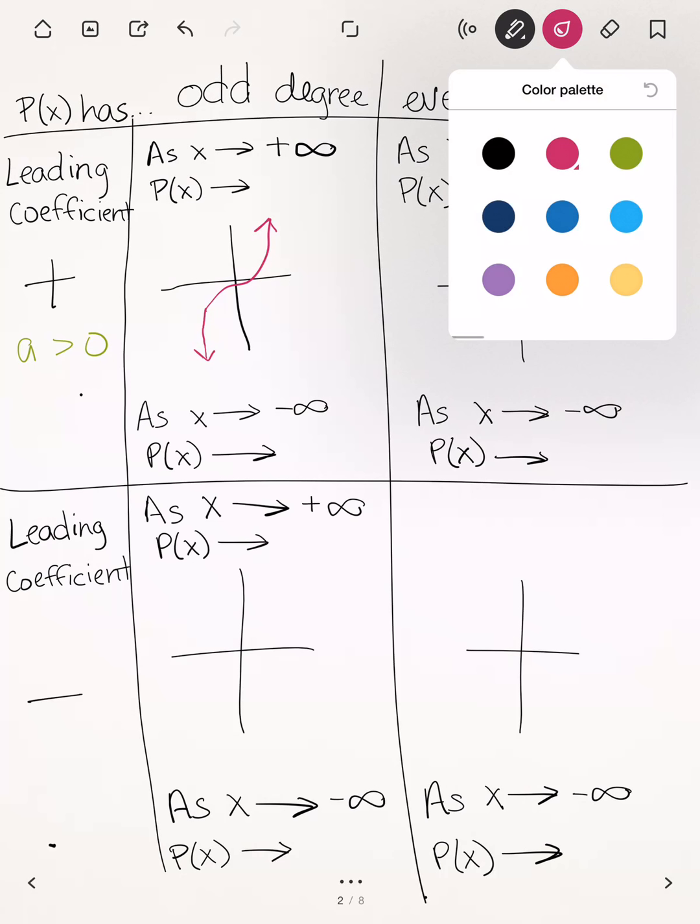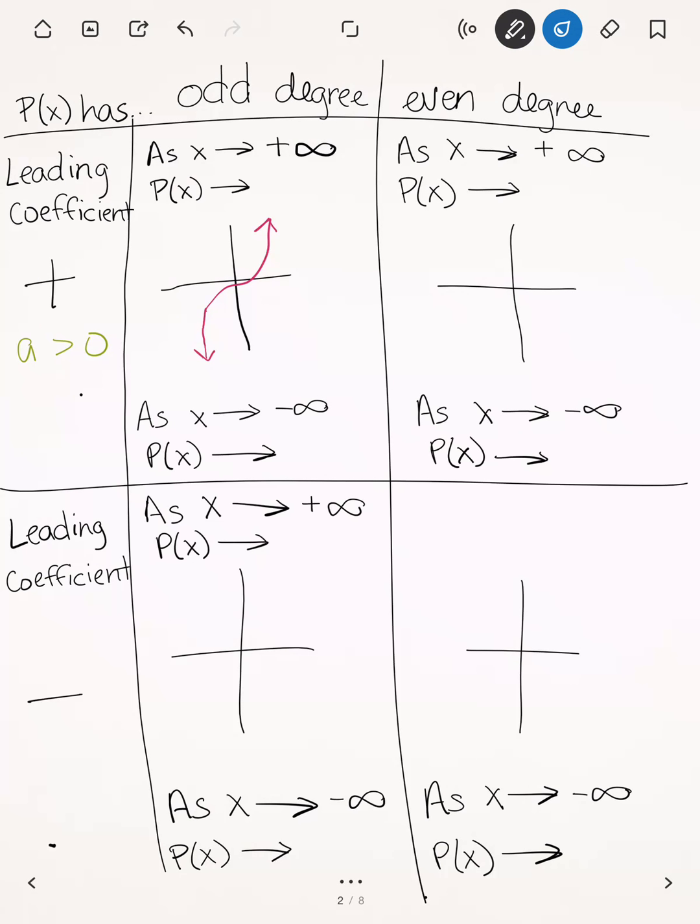Now, as x is approaching positive infinity, so positive infinity is going this way, what is happening to p of x? P of x is my function. Well, it's going up. If it's going up, it's going towards positive infinity. So right here, I'm going to put positive infinity. Now, as x approaches negative infinity, and remember negative infinity is going this way, p of x, my function, is going down, so it's approaching negative infinity.